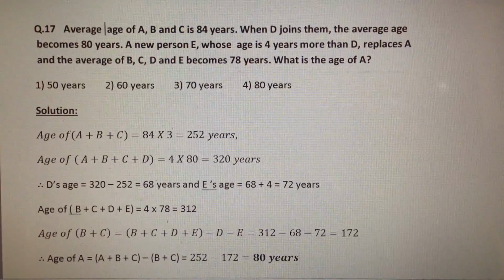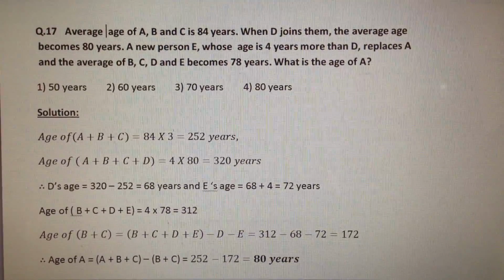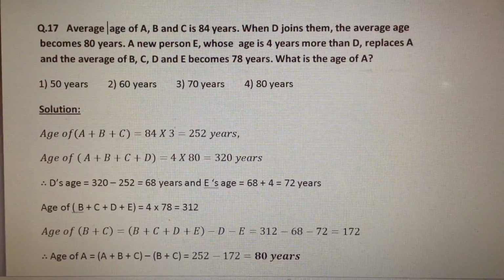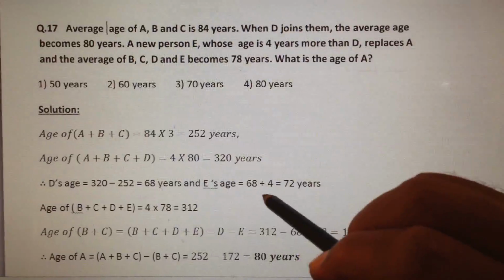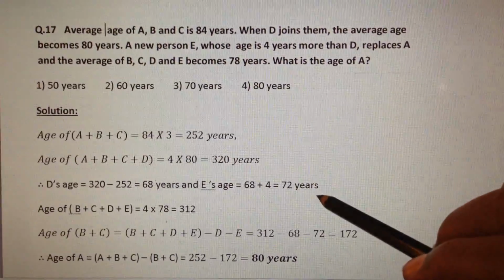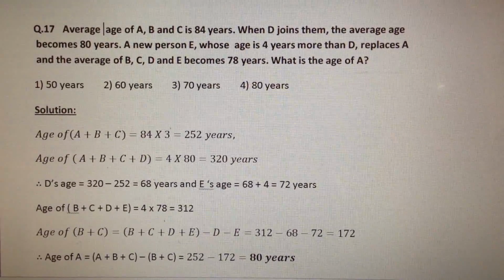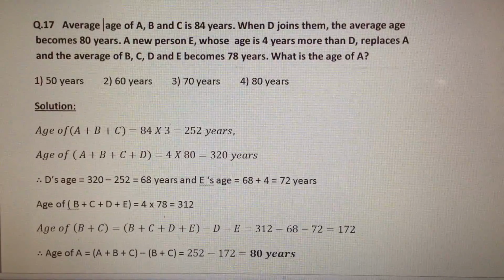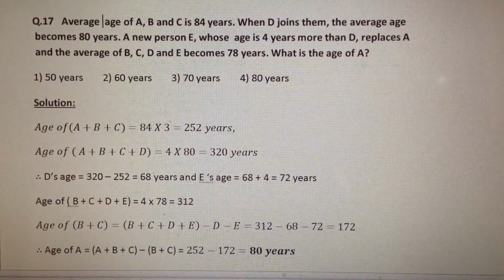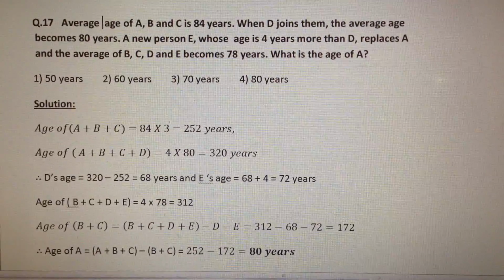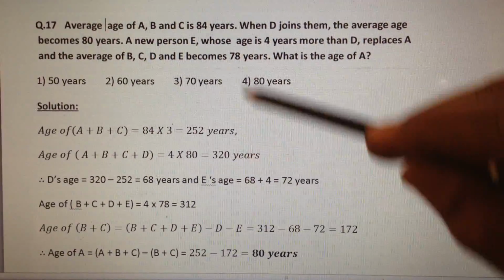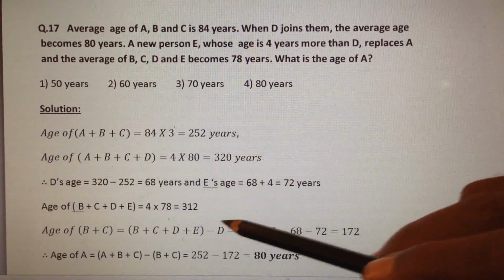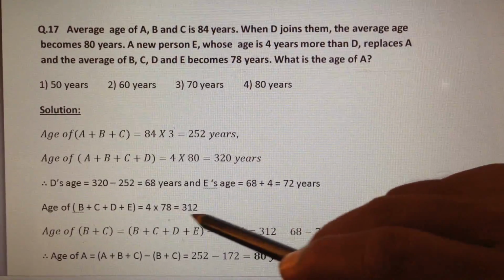And E's age is equal to, because E's age is 4 years more than D, it is given. That means E's age is equal to 68 plus 4, which is equal to 72 years. Age of B plus C plus D plus E is equal to 4 into 78, because the average age of B plus C plus D plus E is given as 78 years, and their sum is equal to 4 into 78, which is nothing but 312.